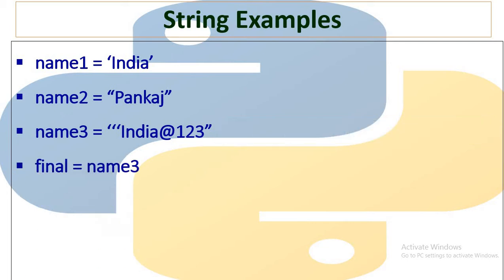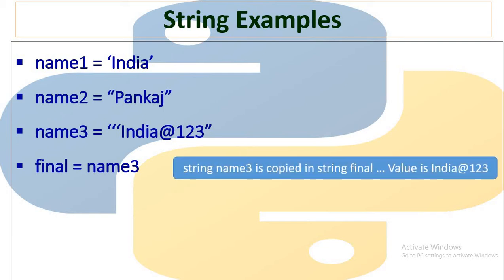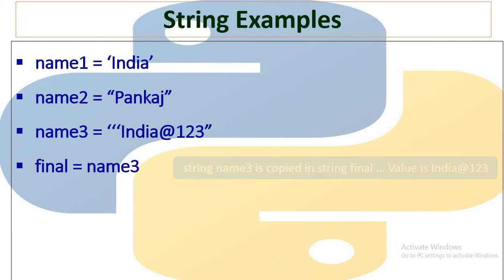And the last example, final is equal to name3. In this case, the two words in this expression are variables. Name3's value is India @123, so the value of final is also India @123. So these are examples of how to declare or define a string in Python.